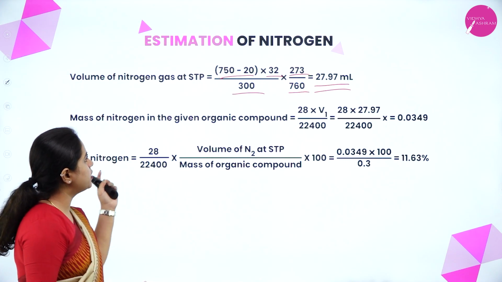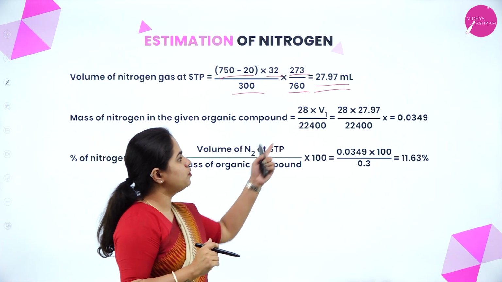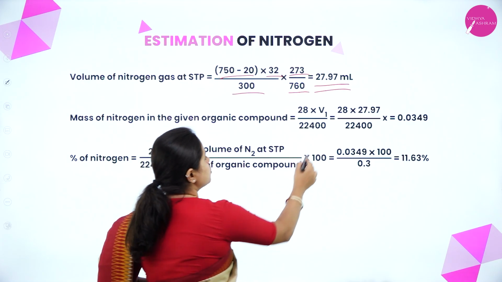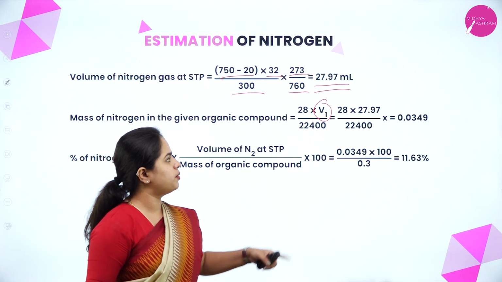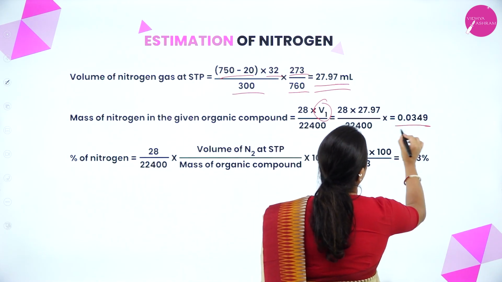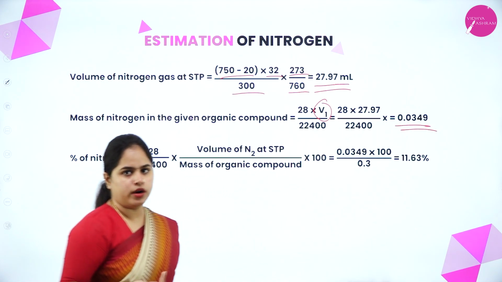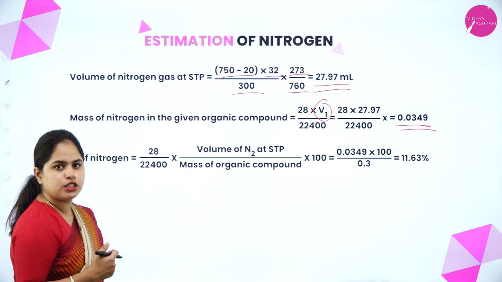Now, how do we calculate the mass of nitrogen gas in the given compound? It is 28 into V by 22,400. So, this V we calculated from here. That is 28 into 27.97 divided by 22,400. So, that will give the value 0.0349. Okay. So, once this is obtained, we can calculate the percentage of nitrogen.